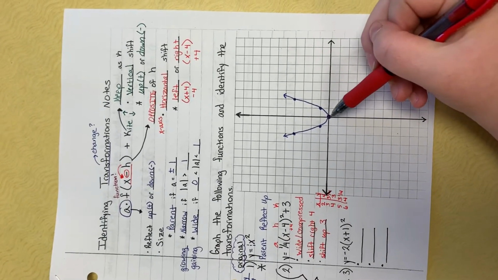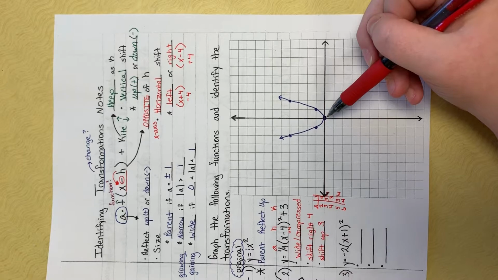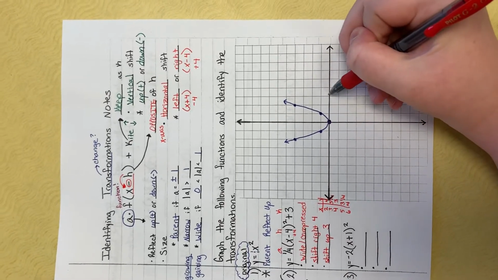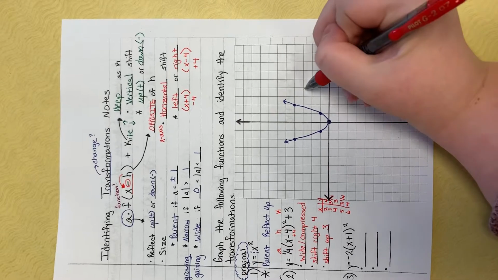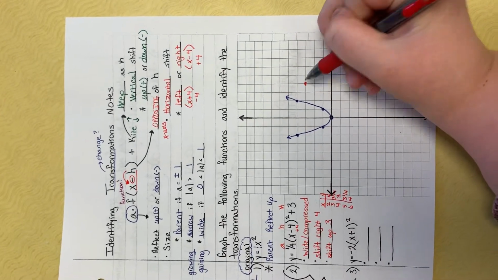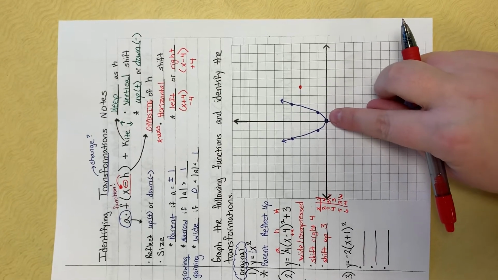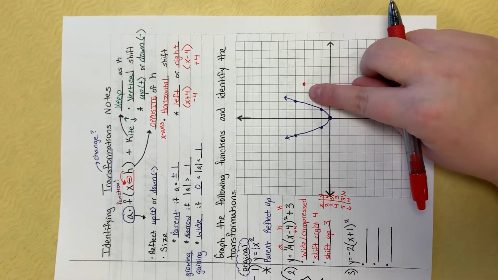So watch this. See how the vertex for the original graph was here? My new vertex is (4, 3). So right 1, 2, 3, 4, up 1, 2, 3. Do you see how she shifted to the right 4 and shifted up 3 from the parent, the original?